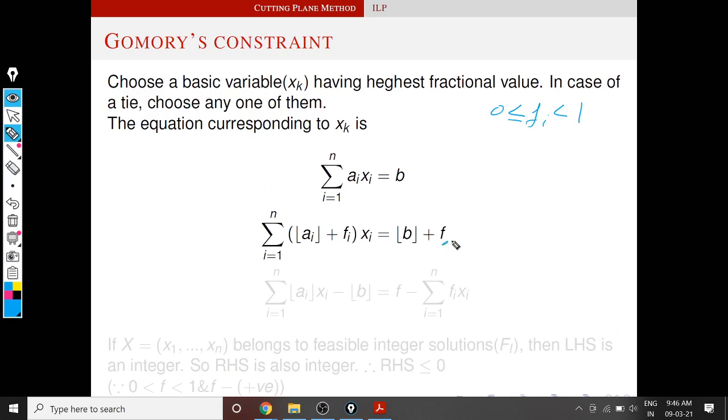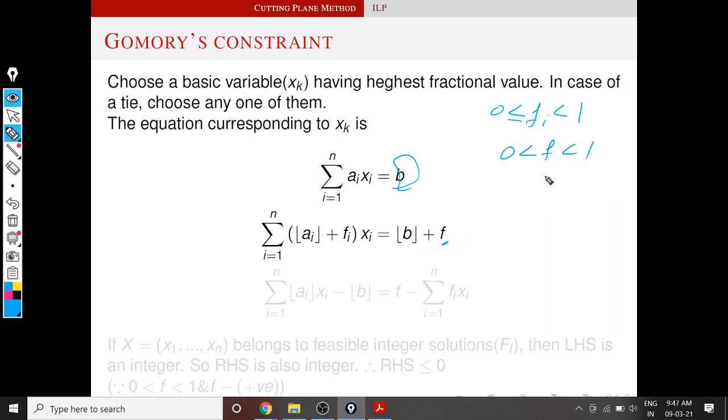And what about this fraction value f? f is like this, 0 less than f less than 1, because now we choose a basic variable with the highest fraction value. So the guarantee is that b is not an integer. We choose xk in such a way that it has the highest fractional value. So the present solution of xk is b, and we know that b is not an integer. That's why we're using Gomory's cutting plane method. So b has a positive fraction, so we can write b as floor of b plus f.